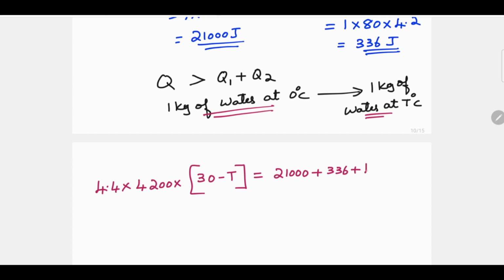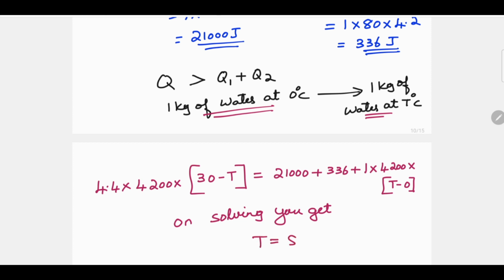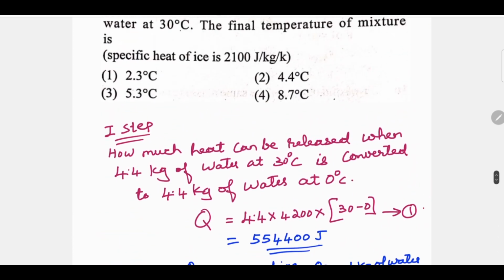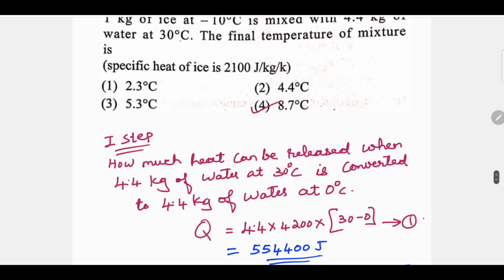So we can write 1 into 4200 into delta T. Delta T is T minus 0. Now on solving you get T equal to 8.7 degree Celsius. So your correct answer is fourth option. Now we can move on to our next question.